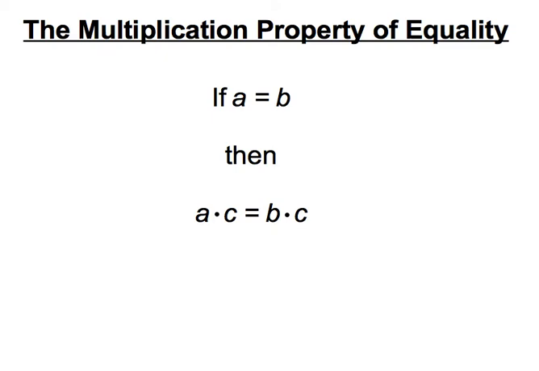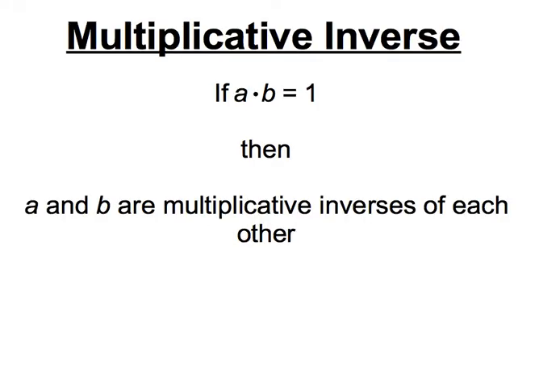Hello, and today we are going to learn about the multiplication property of equality. You see it right in front of you. If A equals B, then A times C is equal to B times C. Basically, if you have an equation with two terms, you can multiply both terms by the same constant and still have an equation. Alrighty? We're going to use that to solve equations today.